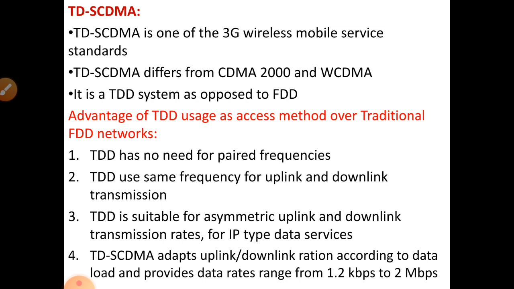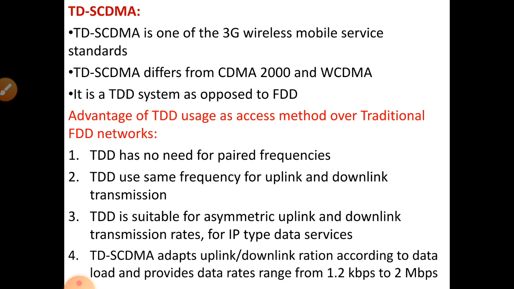Now when we compare the advantages of TDD usage as an access method over the traditional FDD method, that is, we are comparing time division duplexing over frequency division duplexing. Time division duplexing has no paired frequency. What is the drawback of paired frequency? If the two paired frequencies are close to each other, the transmitter can overload the receiver. That means the transmitter will send overload information to the receiver.